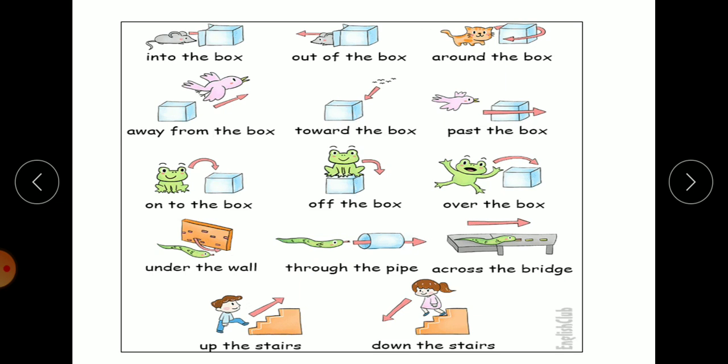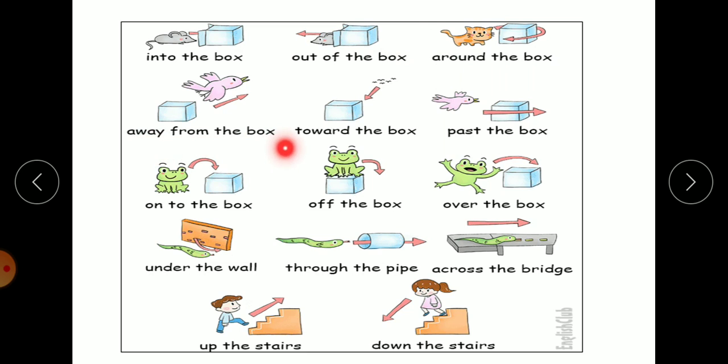Now into the box. Now into word means what? When something is going inside, there is a movement. Like you can see this rat is going inside the box. So that is into. जब वो अंदर चला जाएगा, it will be the rat is in the box हो जाएगा. But right now it is into the box. Now same way, out of the box, बाहर आ रहा है. Around the box. If box is kept and cat is taking rounds, उसके चारों तरफ घूम रही है, then that is around the box.